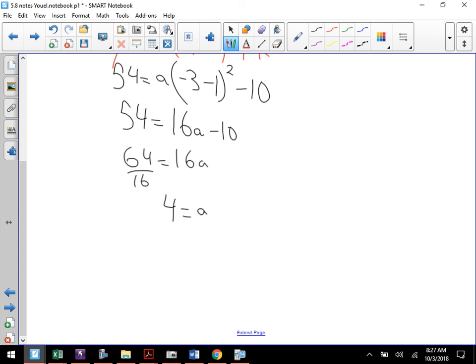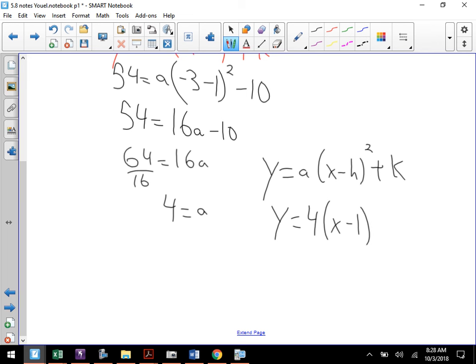So now you've identified what the a value is. And when you go back to the vertex form, all you need to reuse is your h and k. So for y equals a times x minus h quantity squared plus k, it would wind up being y equals 4 times x minus 1 quantity squared minus 10. For all forms like that, you've got 5 variables, and you know 4 of them. Is that a little bit clearer? Label.